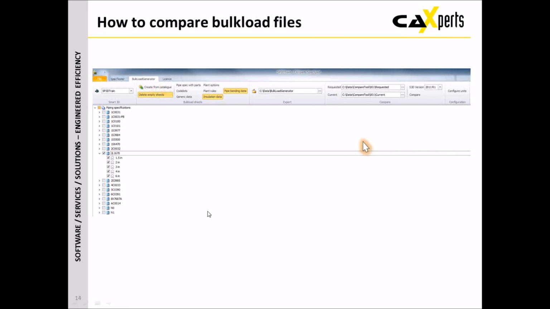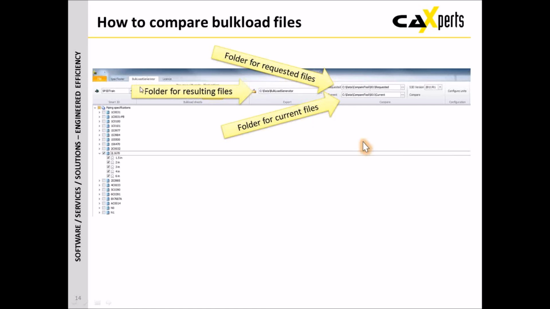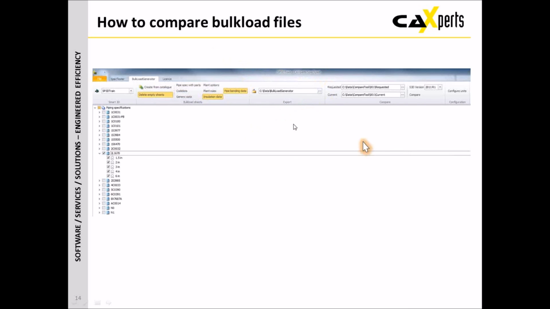When we're comparing bulk load files, it's, I guess, slightly more complex in so much as what we need to do is provide a folder for the requested files, a folder for the current files, so these are the two that we're comparing, and then an output folder for the resulting comparison. Having specified that, we simply say compare, and it will run through, process that, and produce the result, which you can then load in. So again, very simple.